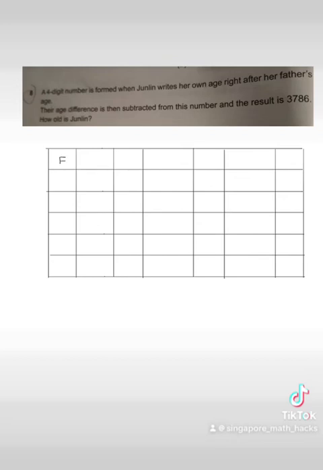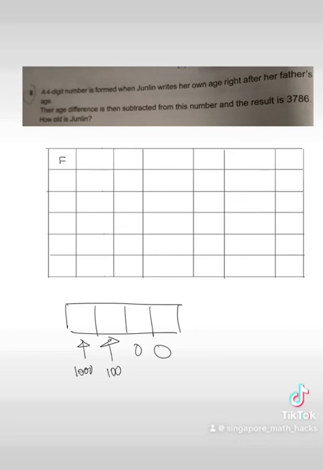Okay, let F be the father's age. Since the father's age is written in front of Jinlin's age, we will expect the two digits to be in the thousands and hundreds place. So we should add two zeros behind F, multiply by 100 to get 100F, the full value of these two digits. Then we let J be Jinlin's age. There's no need to add any zeros to this because it is in the tens and the ones place.